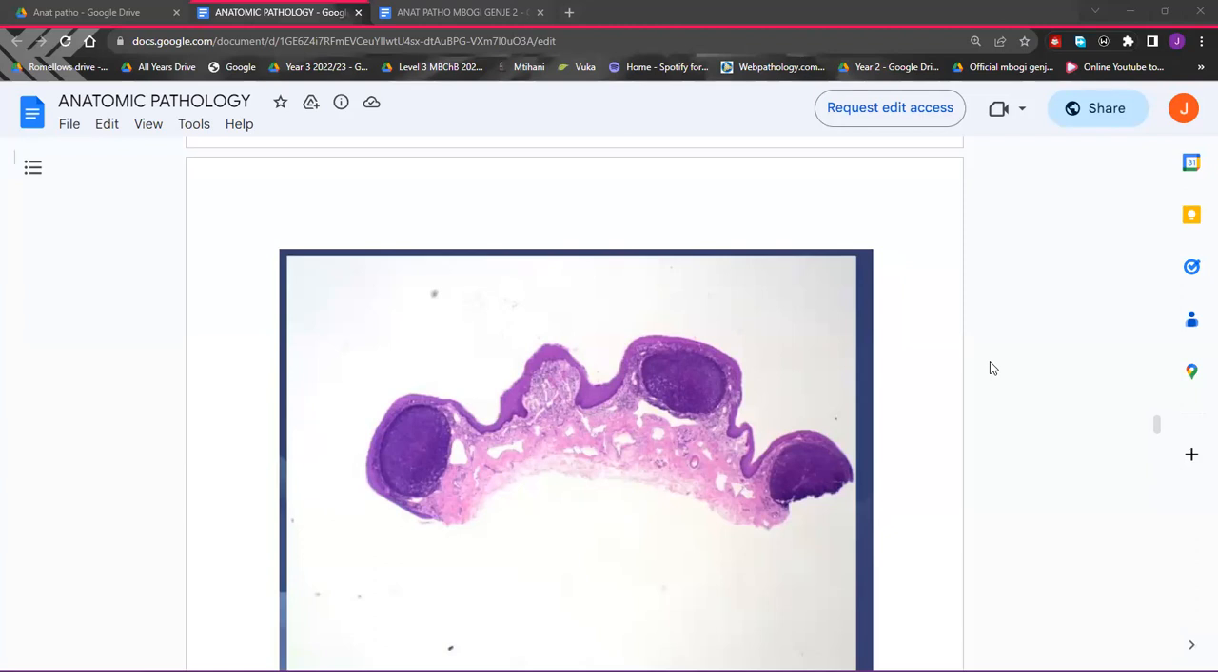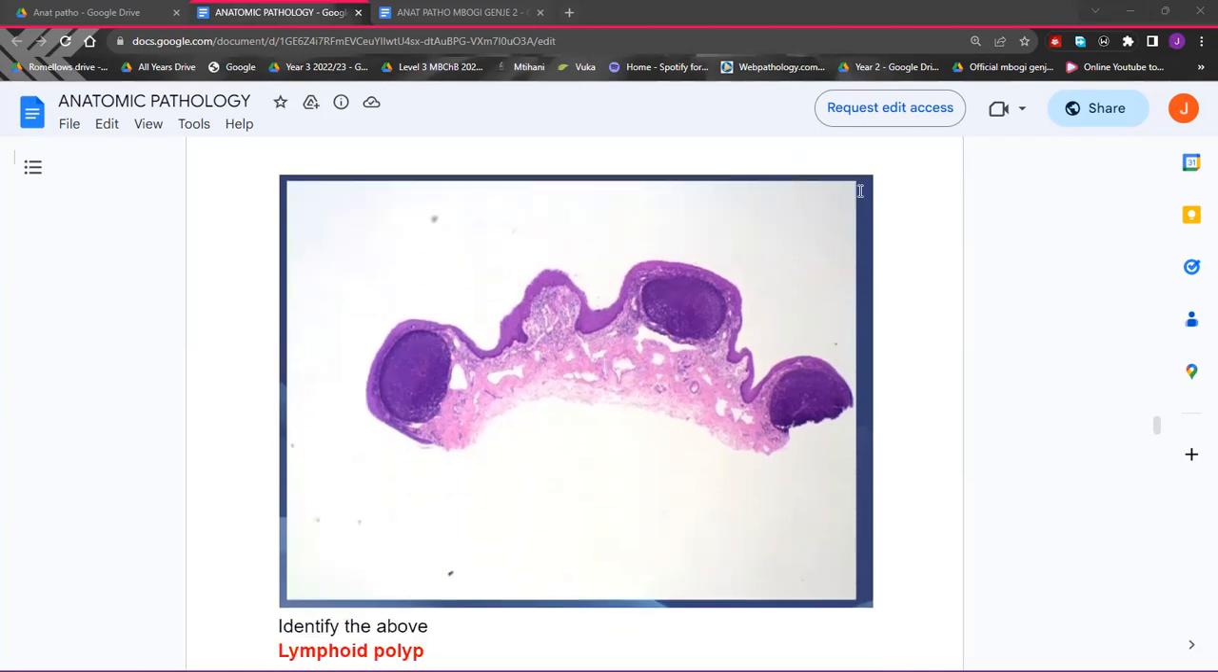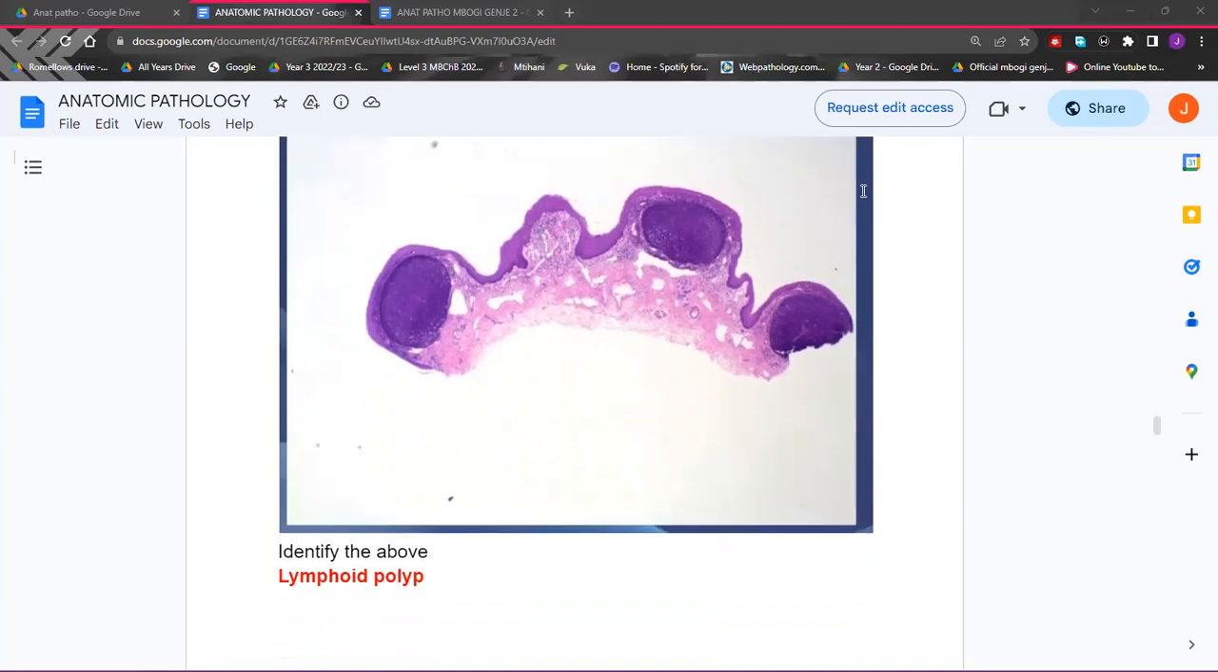Any responses? Where do lymphoid polyps mostly occur? Which organ? In the GIT. Someone says colon. I think it's either the colon or the small intestine. Maybe someone can check for us where lymphoid polyps usually occur. I think it should be the small intestine, but someone can quickly confirm. So this is probably a colon or a small intestine, and you have these outpouchings, right? And lymphoid aggregates forming a sort of polyp. That's what you call a lymphoid polyp. Awesome. We'll move to the next.